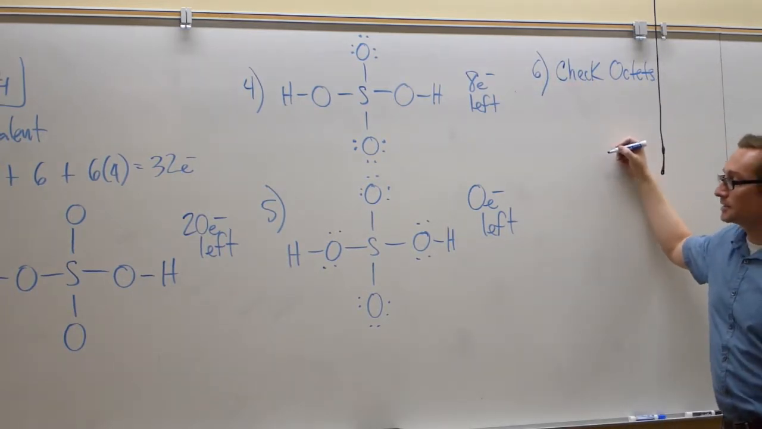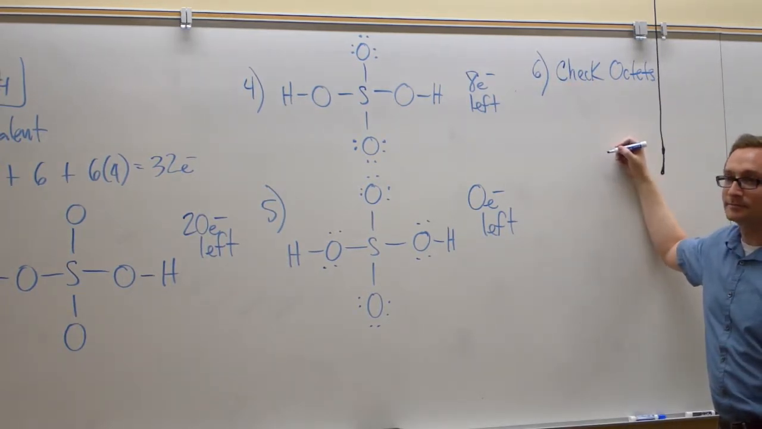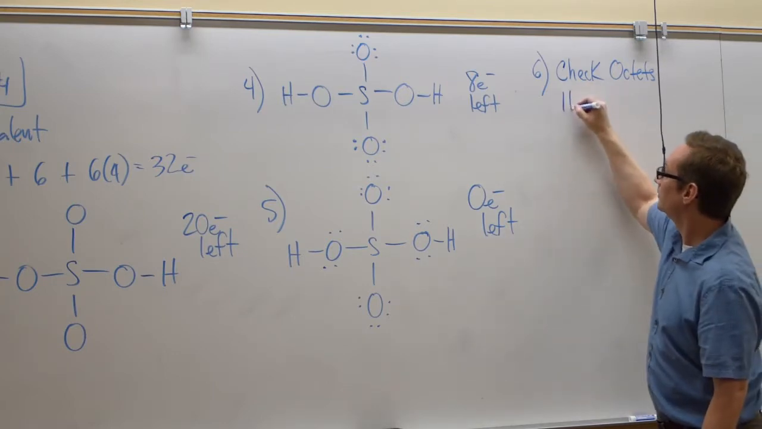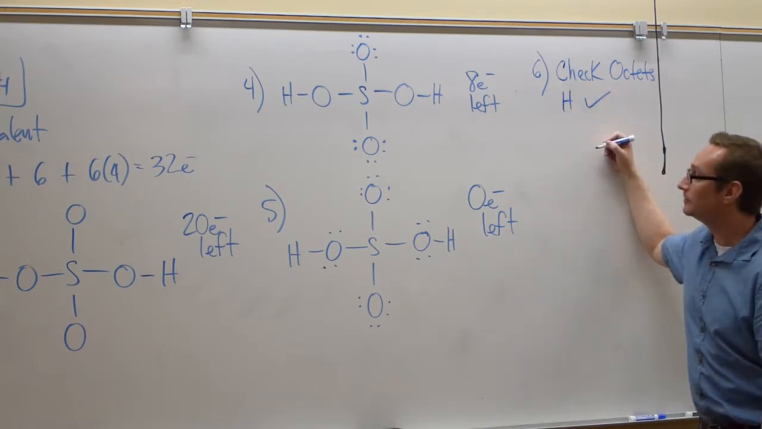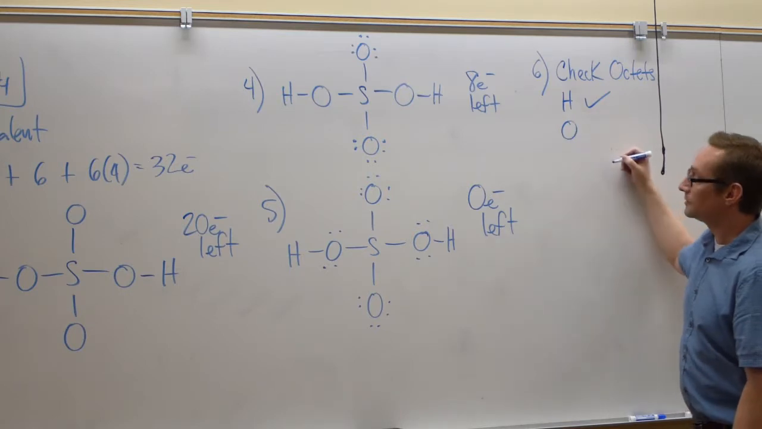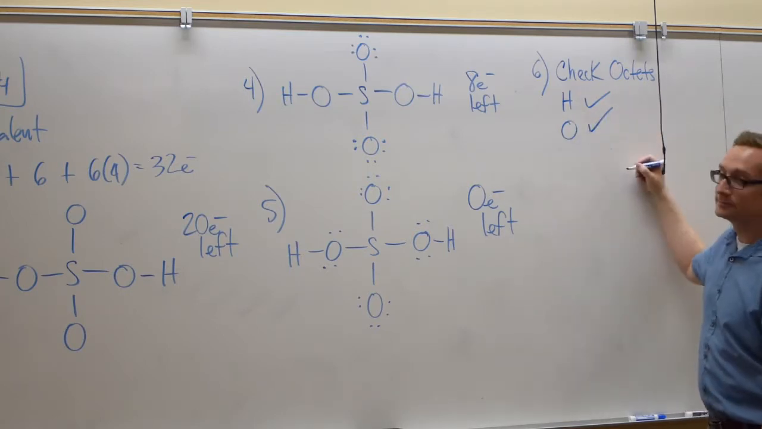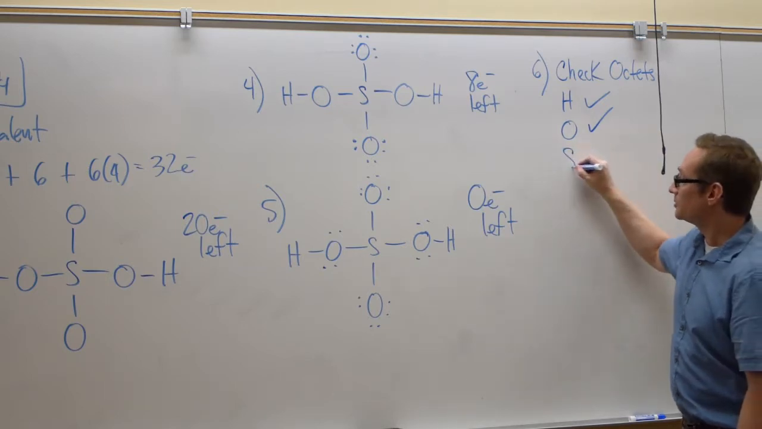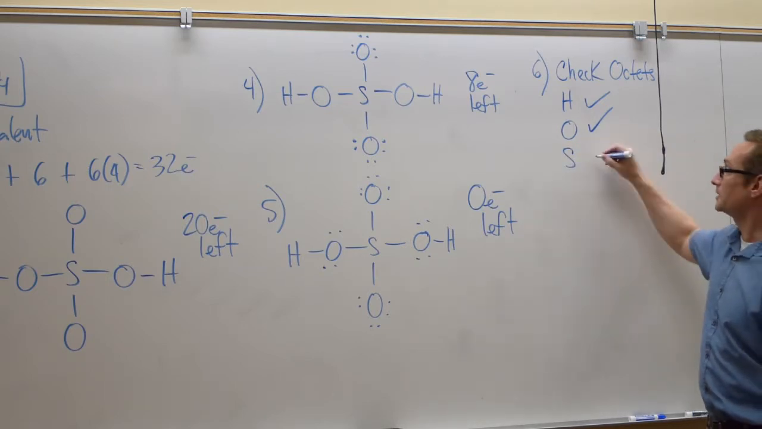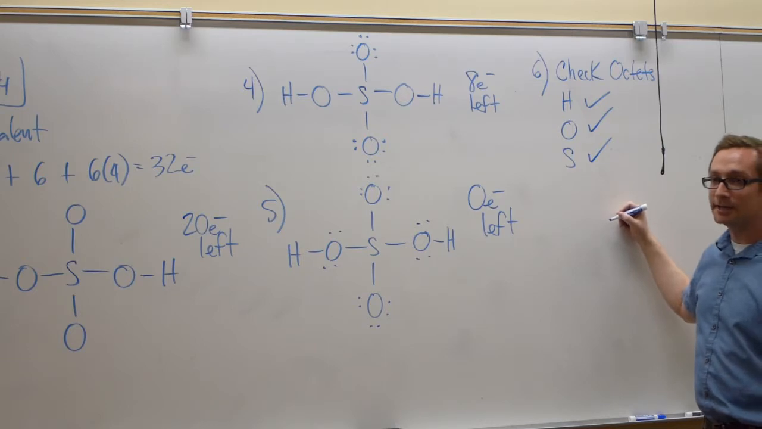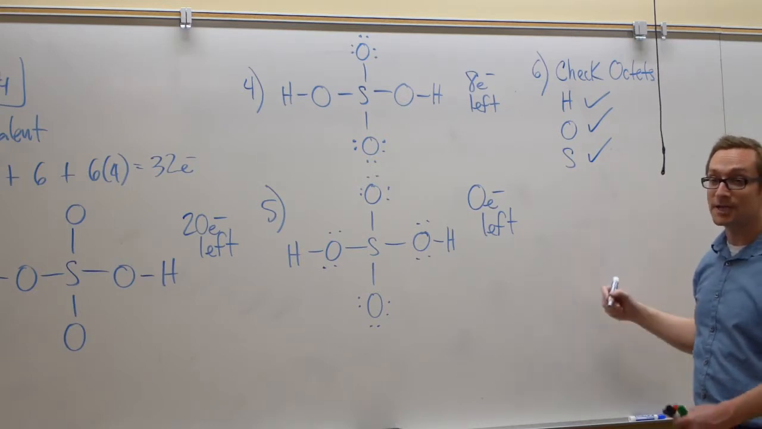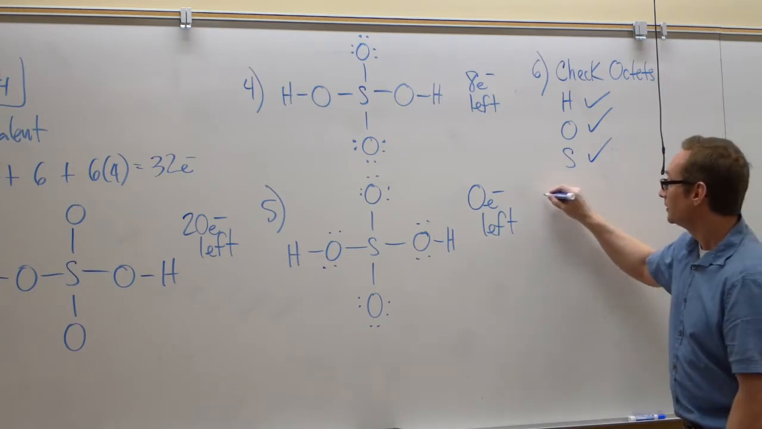So does hydrogen need an octet? Right, so H is already good. What about oxygens? Do they all have their octets? They do. Okay. What about sulfur? It has an octet. We're done, right? But we got to do formal charge now. So this is where it changes from Chem 107.